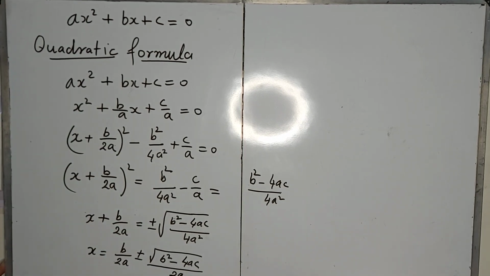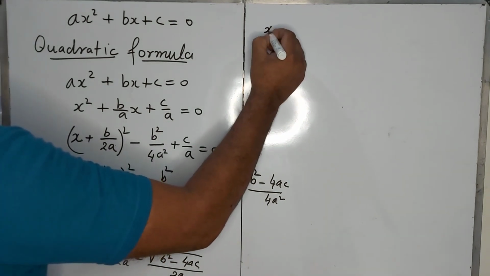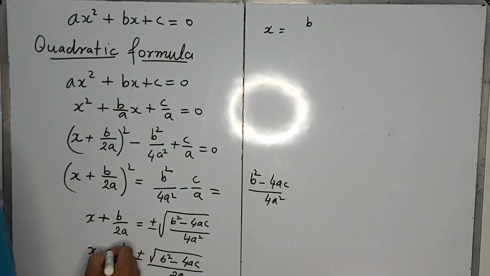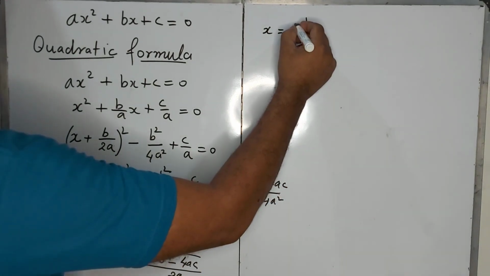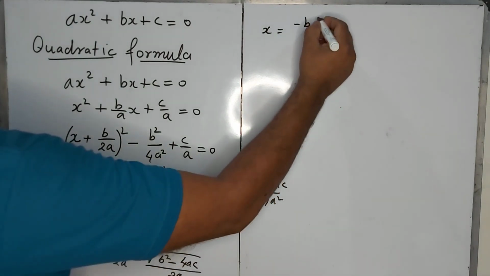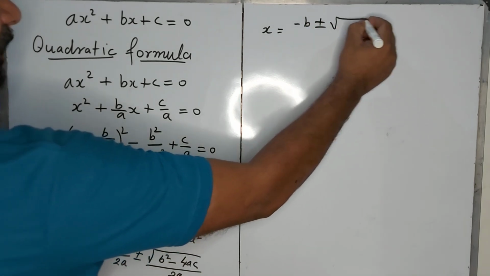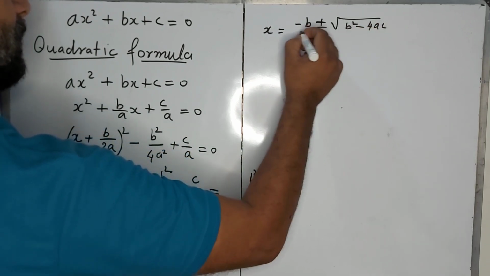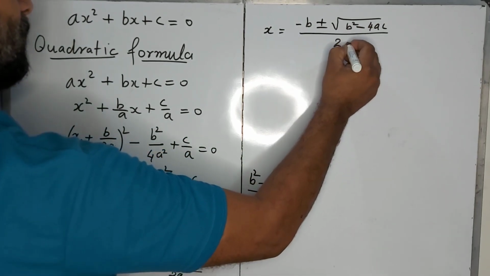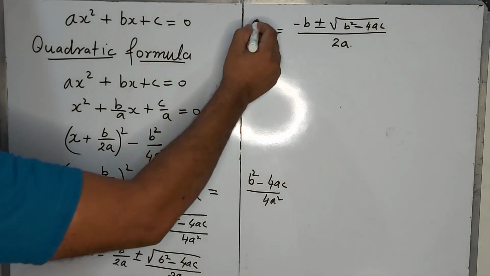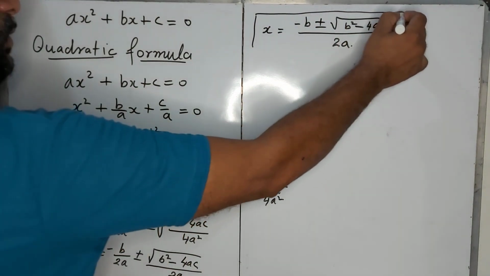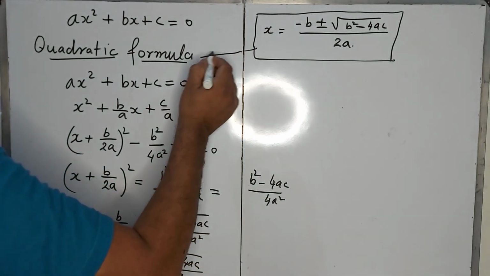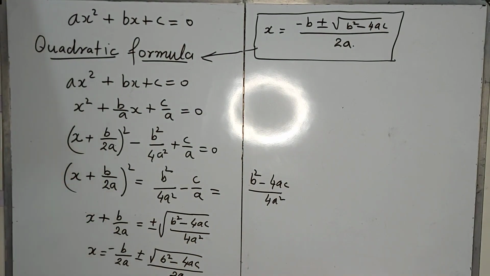Again taking LCM, x is equal to minus b plus minus square root b square minus 4ac divided by 2a. This is known as the quadratic formula for finding the roots of a quadratic equation.